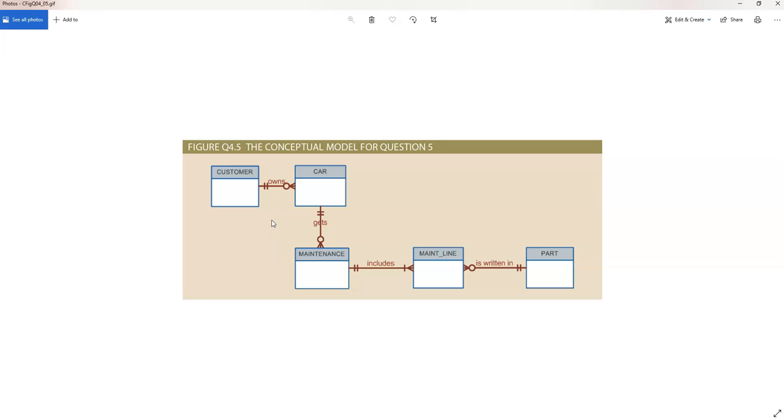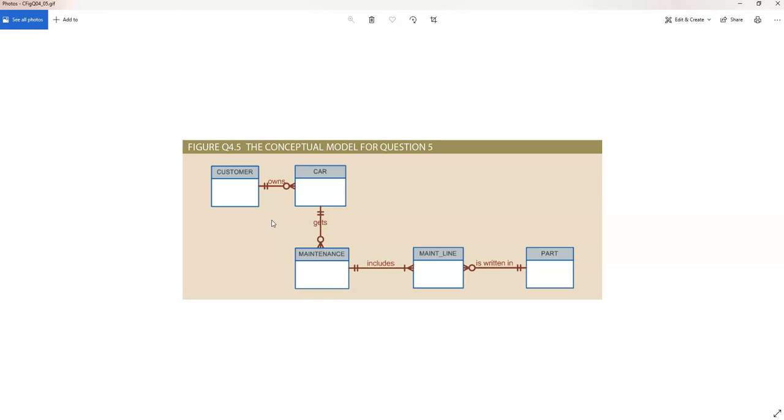But so a customer owns 0 or more cars. A car is owned by exactly 1 customer. A car gets 0 or more maintenances, so maybe you never take it in because you're a bad car owner, right? But you could take it in for an oil change at least twice a year. So that's the 0 or more.